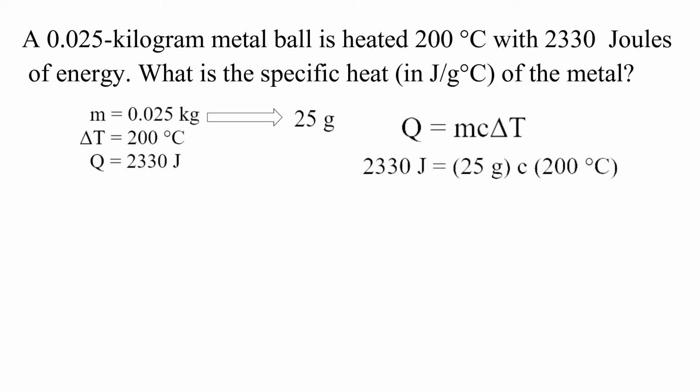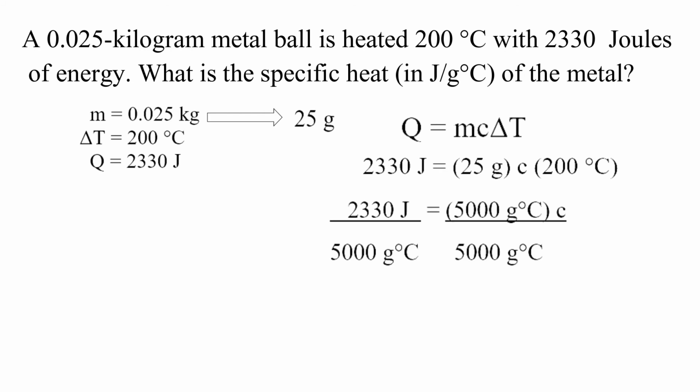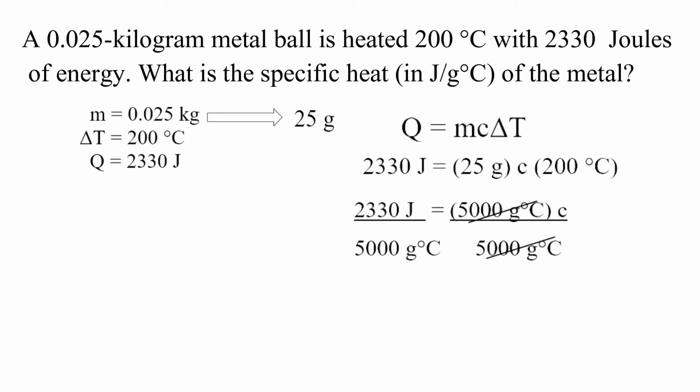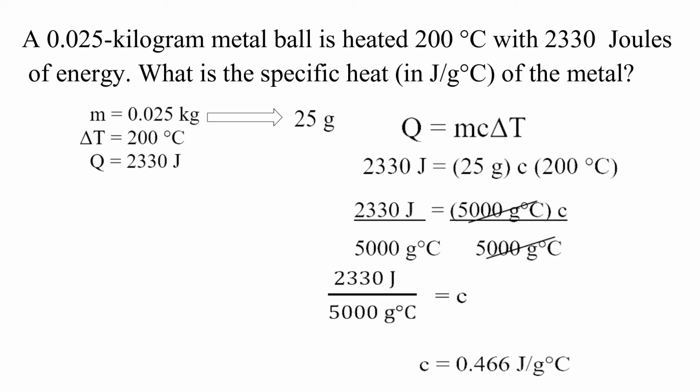Multiply 25 grams and 200 degrees Celsius, and that is 5000 grams degrees Celsius. To get the value of c, divide both sides by 5000 grams degrees Celsius. 2330 joules divided by 5000 grams degrees Celsius is equal to 0.466 joules per gram degrees Celsius. The specific heat of the metal is 0.466 joules per gram degrees Celsius.